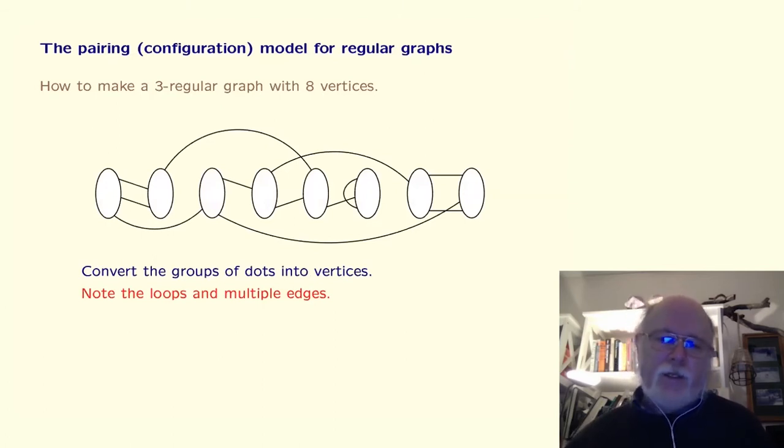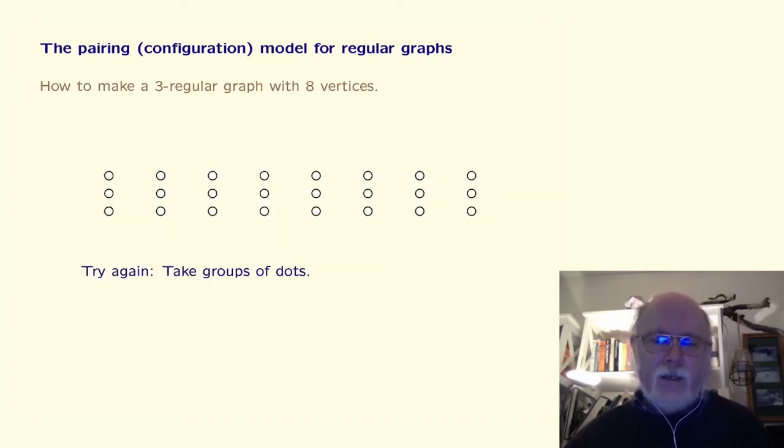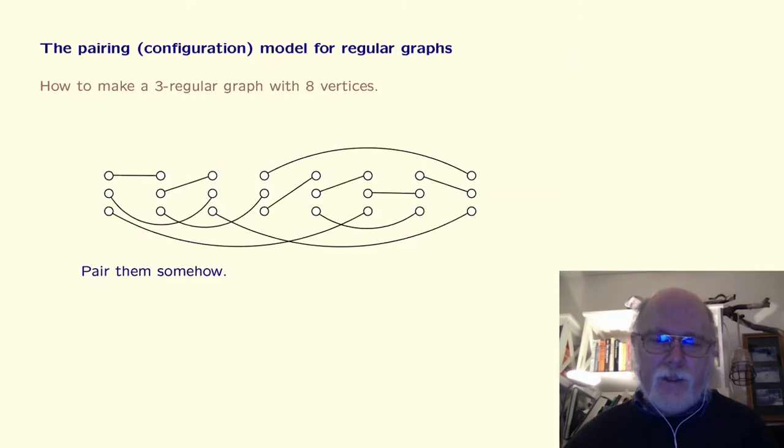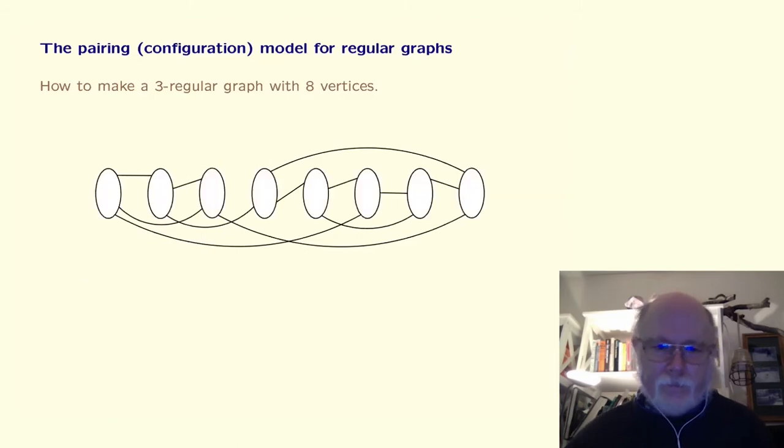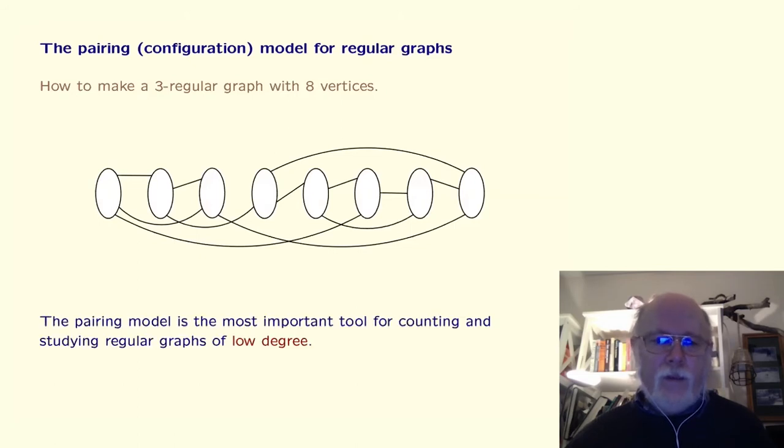However, we're only interested in simple graphs. I probably should have told you that at the beginning. And so this one doesn't count. It's got loops and double edges. So you try again and maybe you'll succeed this time. Okay, so now you've got a simple graph. And this model is the most important tool for counting and studying the properties of regular graphs of low degree.